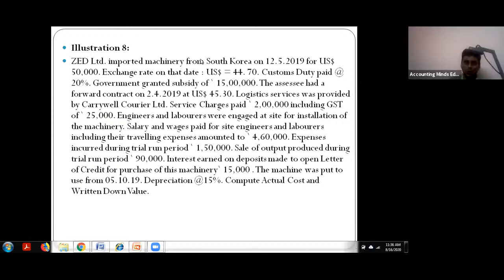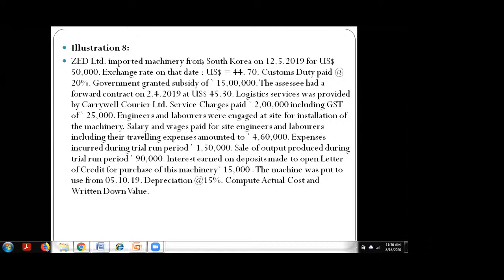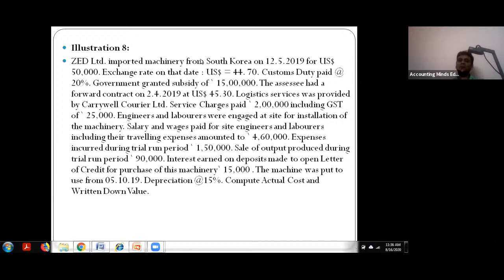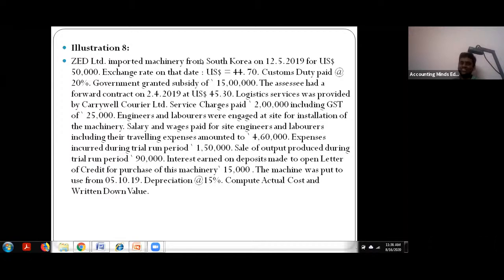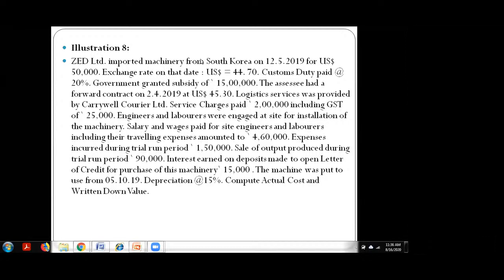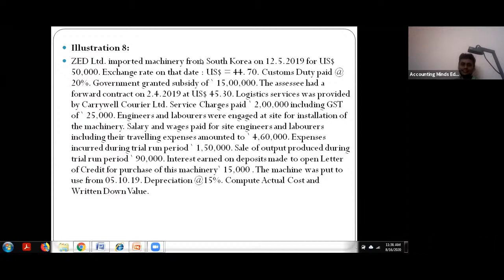I don't think so. You are close though. Sir, 21,52,000, sir. No. You are a little bit far. So 19,17,000, no. So 20% customs duty is 4,47,000, right? Correct. Yeah. What else is left?